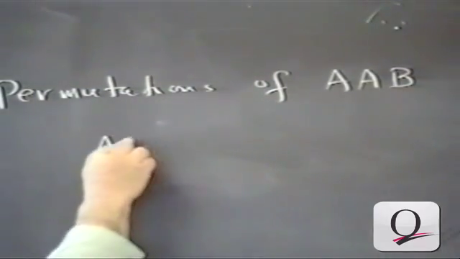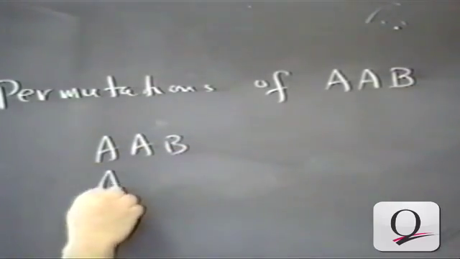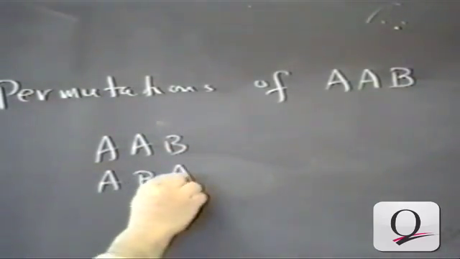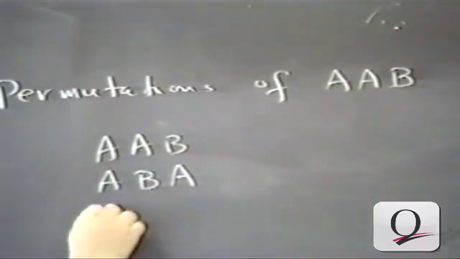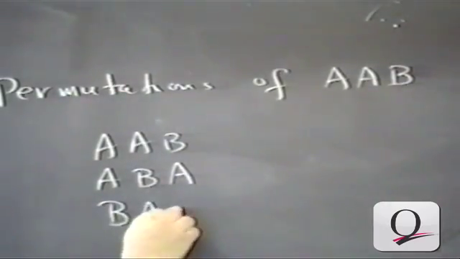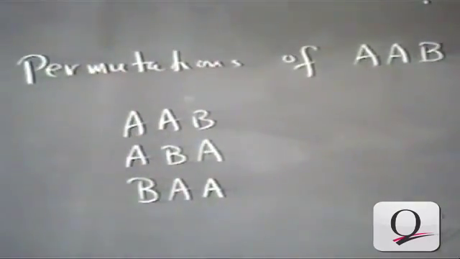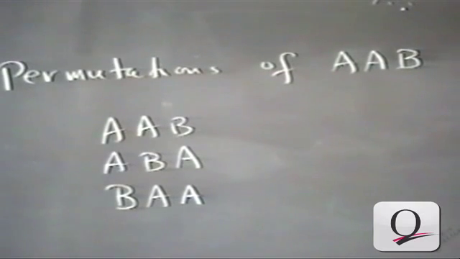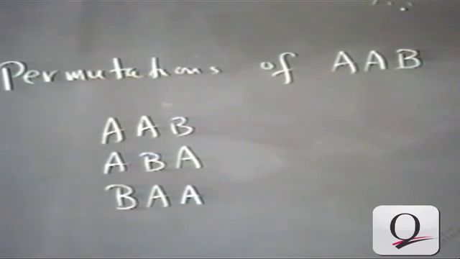Then we have AAB, ABA, BAA, and we see there are only 3 permutations, where in fact if they were distinct, I would have had 3 factorial or 6 permutations. So I have fewer permutations.